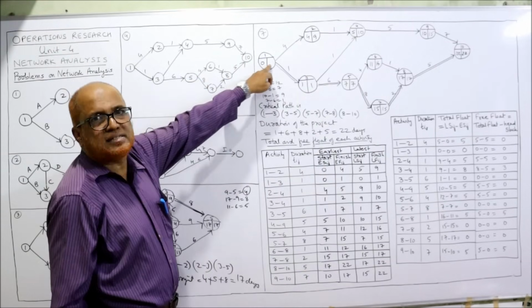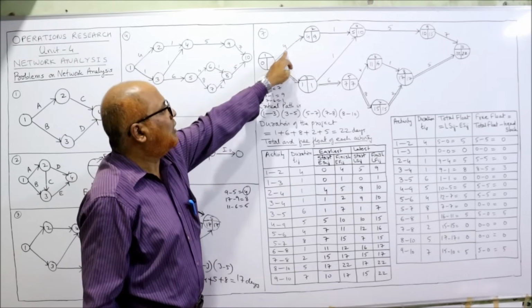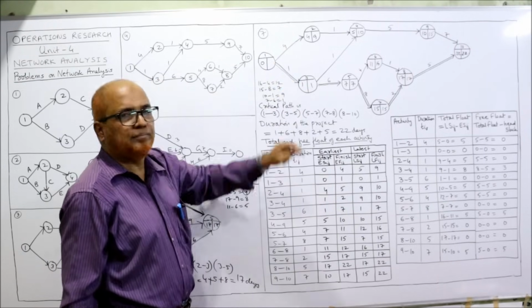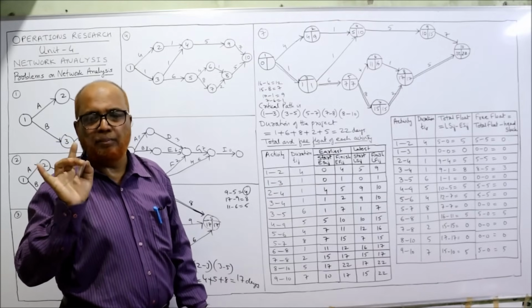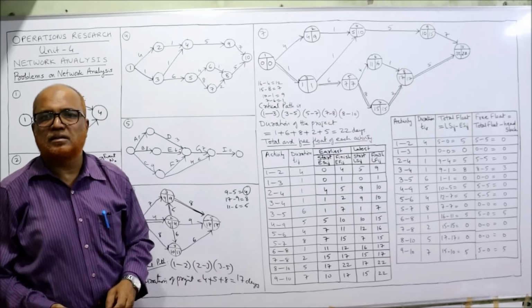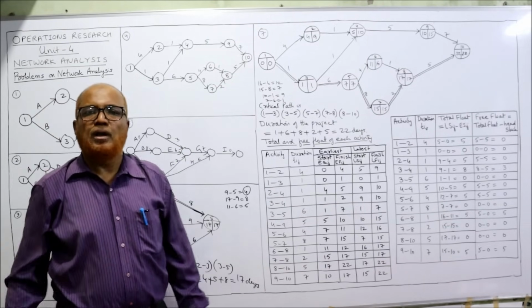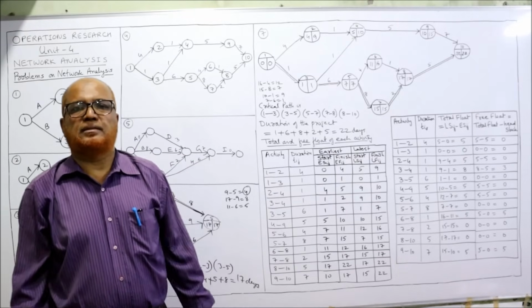Lastly, this event. So 9 minus 4 is 5, or 1 minus 1 is 0. Minimum is 0. So I am writing 0. That's it. We have completed all EST, LFT values. Now we need the critical path.